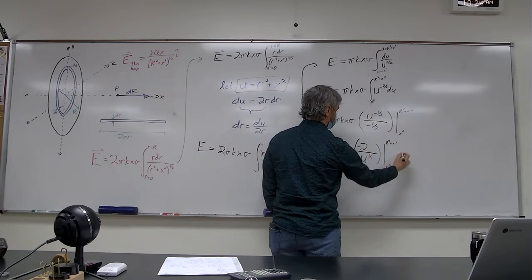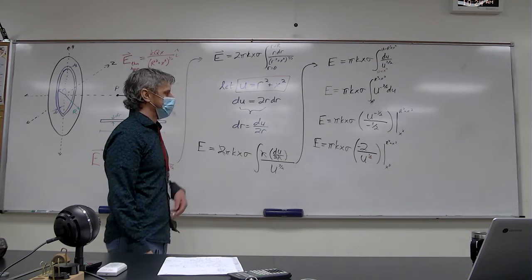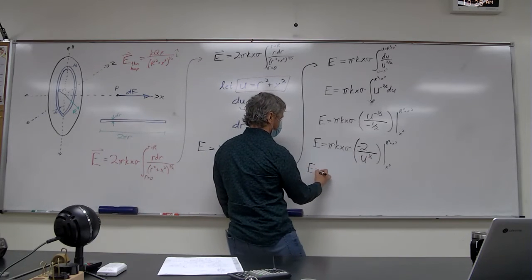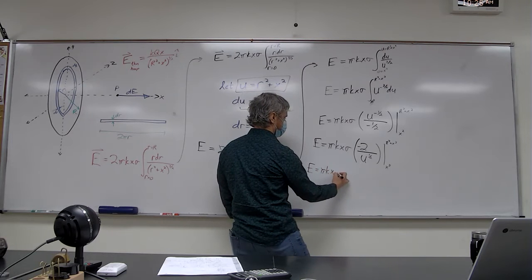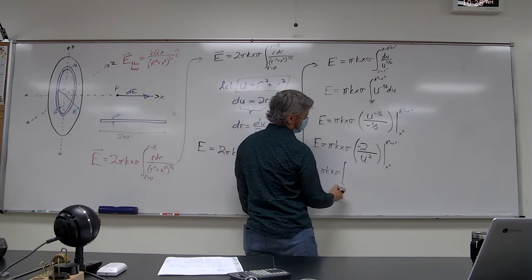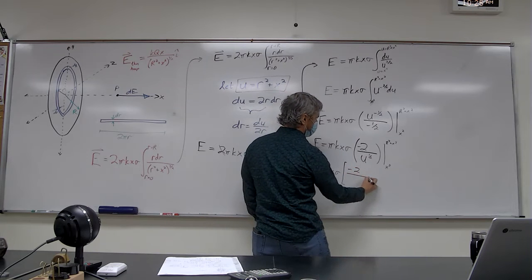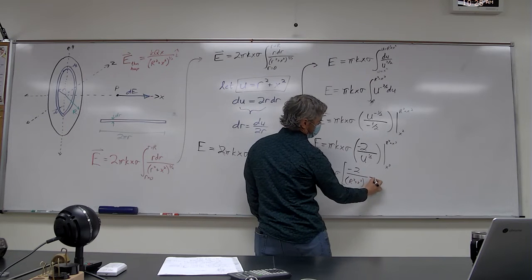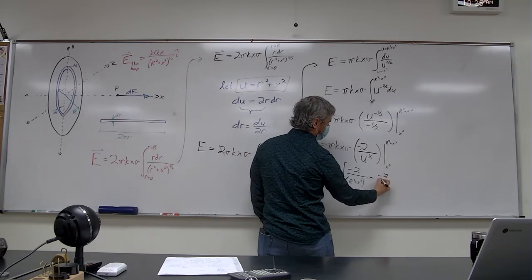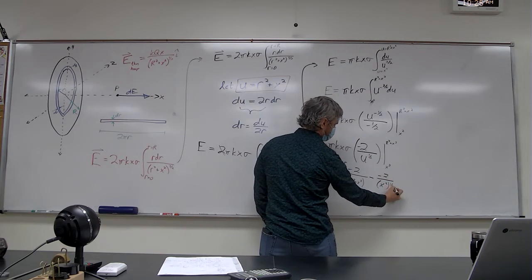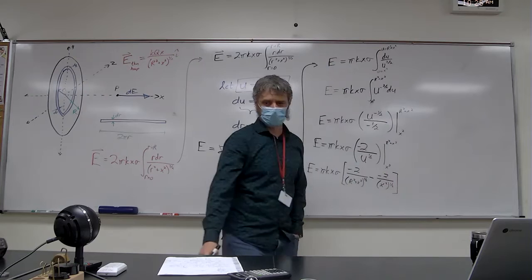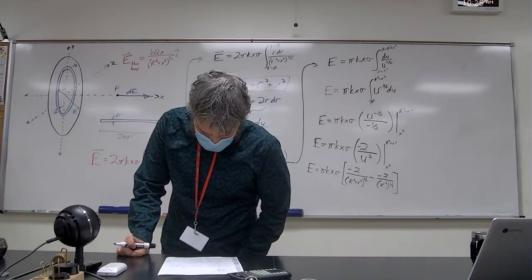Squared plus x squared. And now I can evaluate this at my limits, right? So whenever I use the fundamental theorem of calculus, pi k x sigma times, what do I got? I got negative 2 over r squared plus x squared to the 1/2 minus a negative 2 over x squared to the 1/2. Right, this is to the 1/2. Right? I'm not skipping it. Is that incorrect? No, I'm correct. Okay.